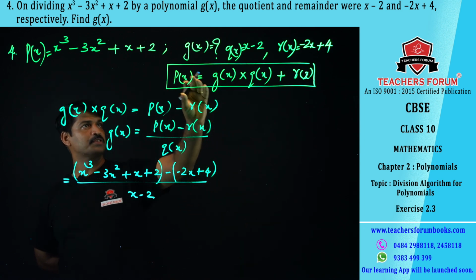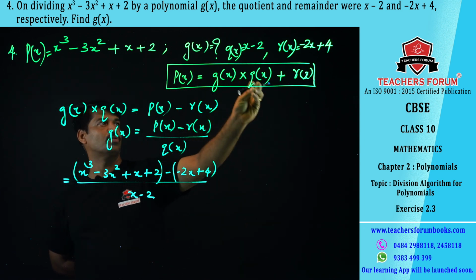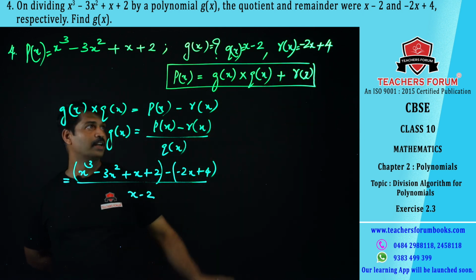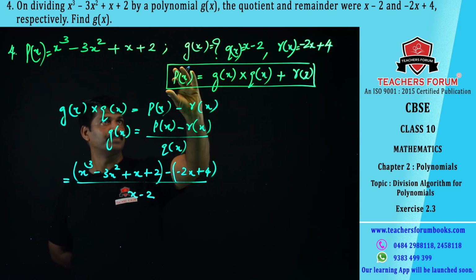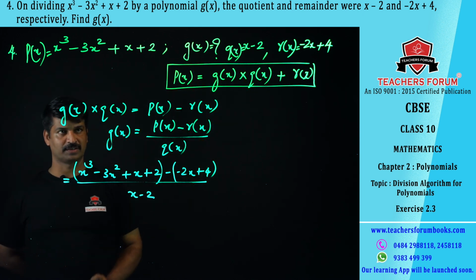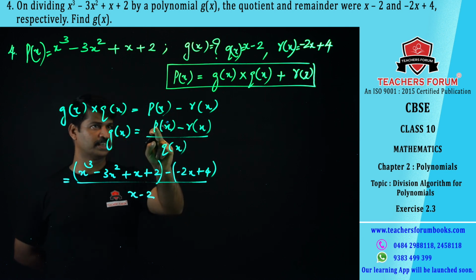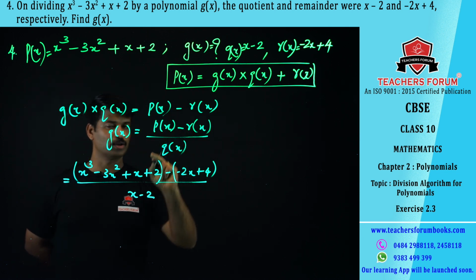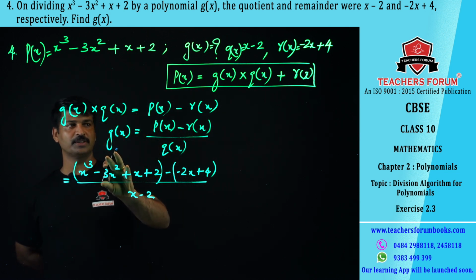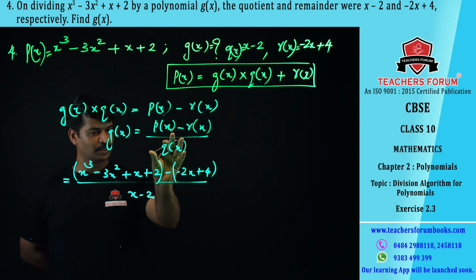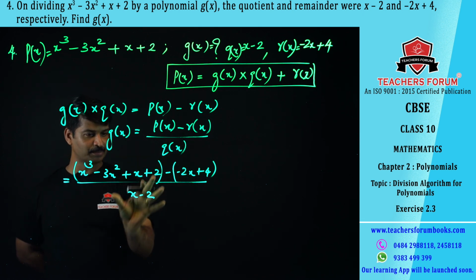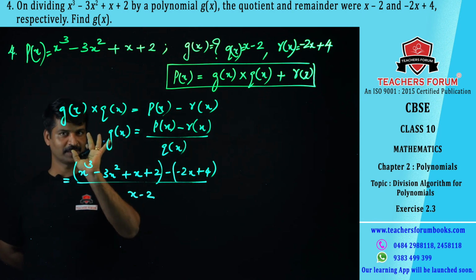Division algorithm gives p of x is equal to g of x into q of x plus r of x. Now what is g of x into q of x? P of x minus r of x. From here you can find what is g of x. Bring q of x down, that is p of x minus r of x by q of x. You know what is p of x, substitute. You know what is r of x, substitute. You know what is q of x. When you divide this by these, you will be getting g of x.